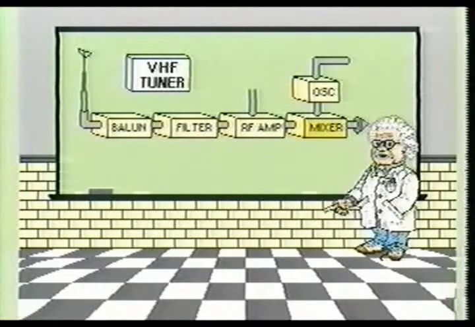The mixer section is designed to heterodyne the incoming RF signals with the oscillator signal being produced by the local oscillator section. The mixer section then outputs the difference signal into the video IF detector stage. The difference signal will always be a lower frequency value than either the incoming RF signal or the local oscillator signal.